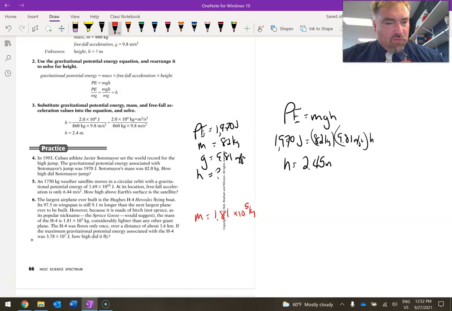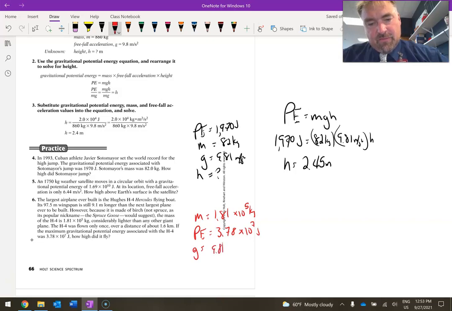And they say it flew for a distance of 1.6 kilometers. How much potential energy is associated with it? 3.78 times 10 to the 7th. So we know the potential energy is equal to 3.78 times 10 to the 7th joules. And we also know the acceleration of gravity is 9.81 meters per second squared.